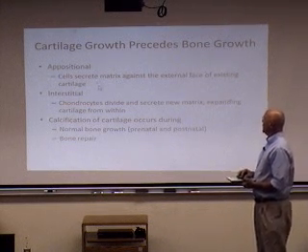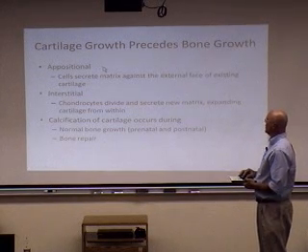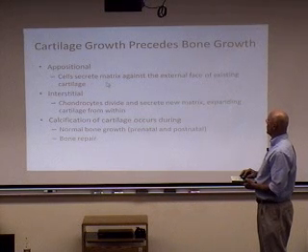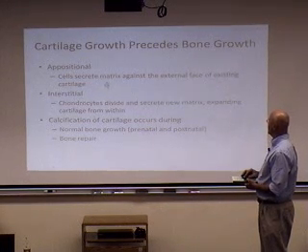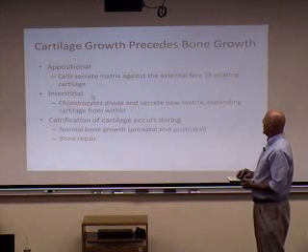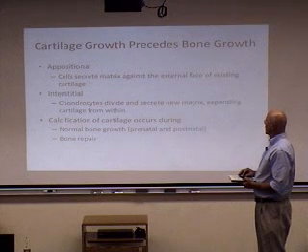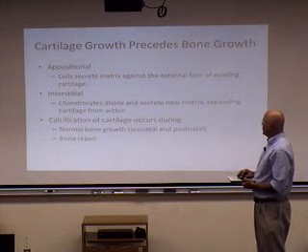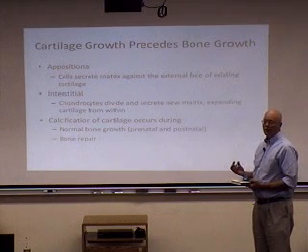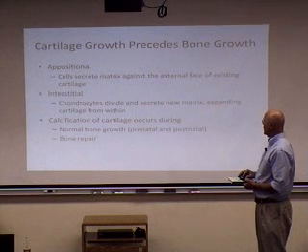Now we have a few terms to look at. One, we have appositional growth. In appositional bone growth, the bone cells secrete the new bone matrix against an external face of cartilage. And then we have interstitial bone growth, in which the bone matrix is secreted from the interior of the cartilage model.